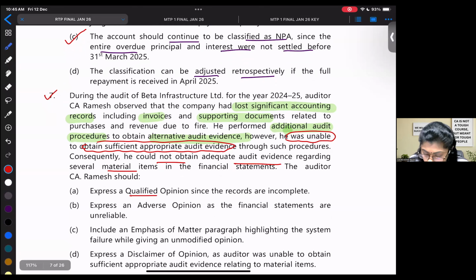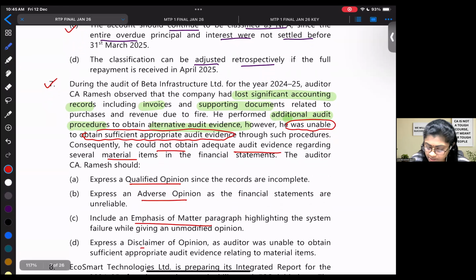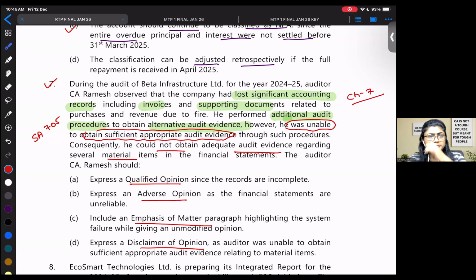Auditor should express qualified, adverse, emphasis, or disclaimer. But I say, SA 705, chapter number 7. Here there is inability to obtain sufficient and appropriate evidence. Here it is material. He did not get anything. And pervasive, right? Material and pervasive.